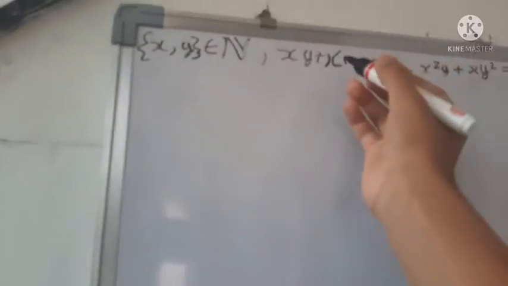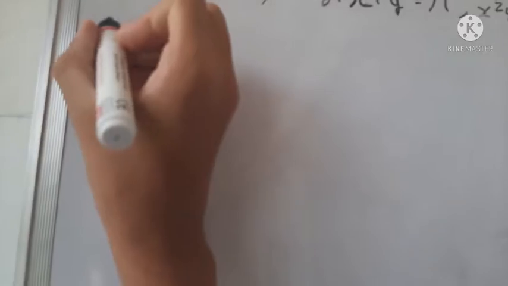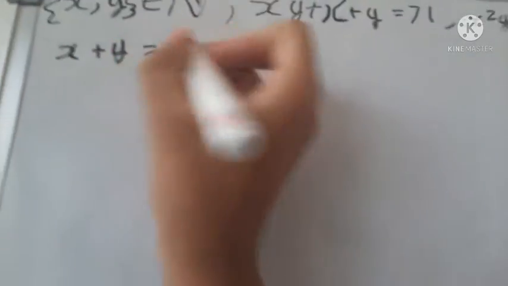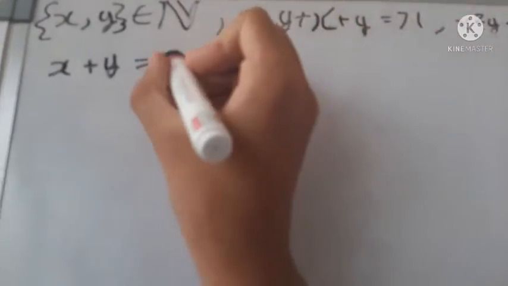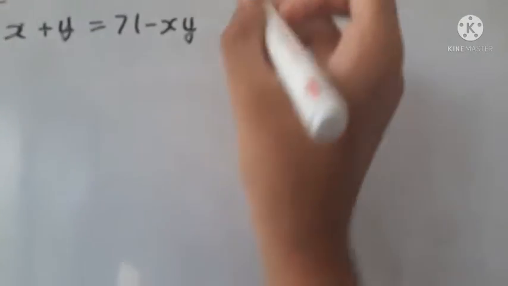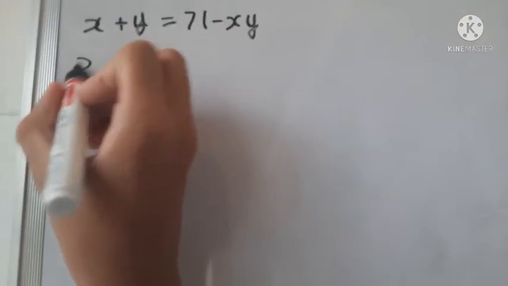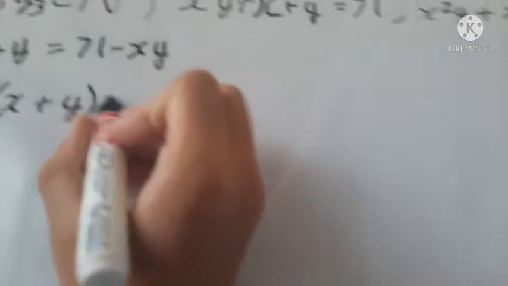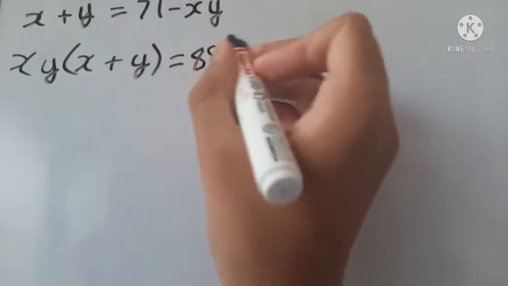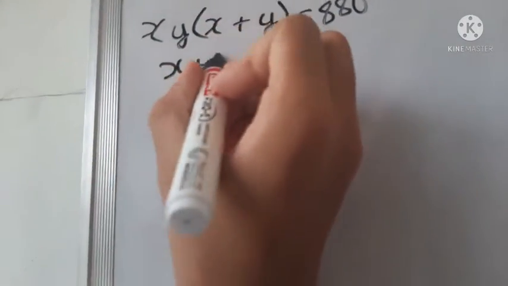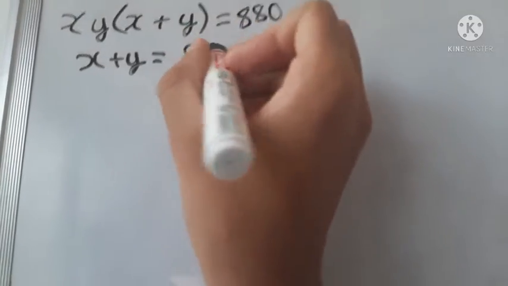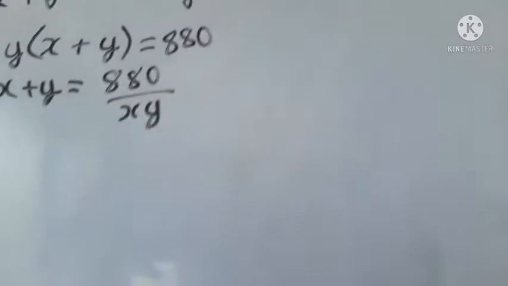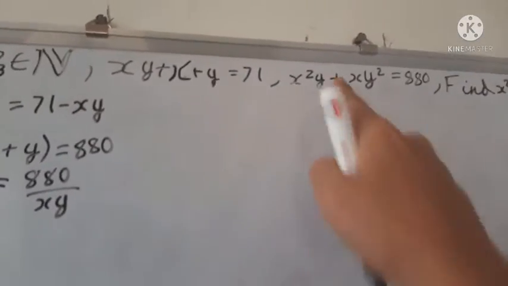So first we'll isolate x plus y in both equations. So this is 71 minus xy. Yep, that makes sense. And for this one, factoring out an xy, we get an x plus y, which should be equal to 880. So x plus y is equal to 880 over xy. That makes sense.